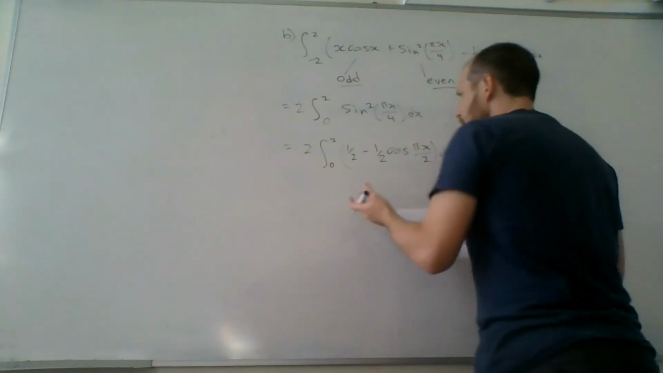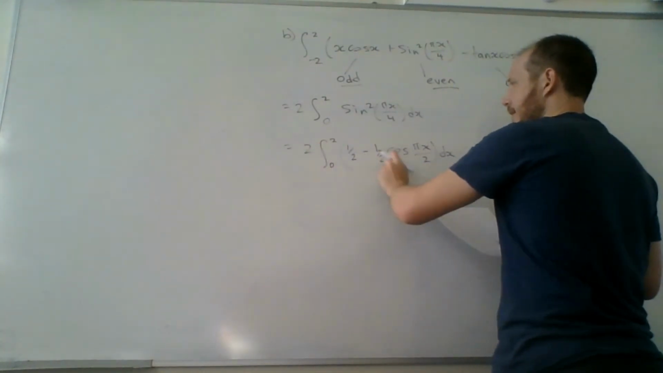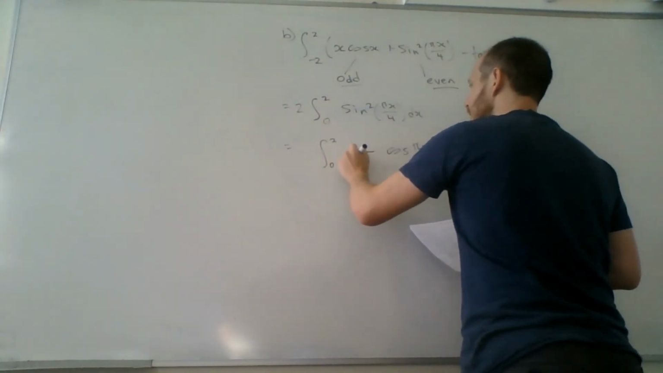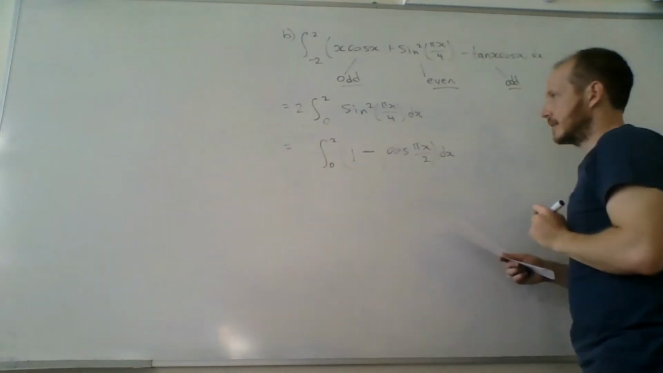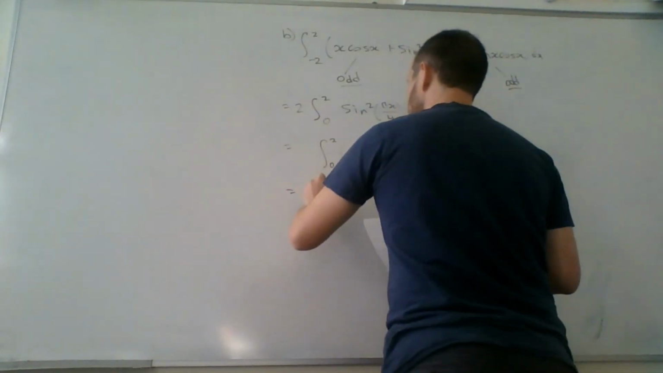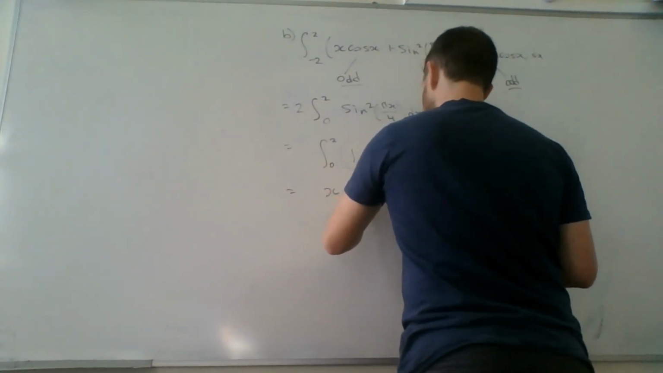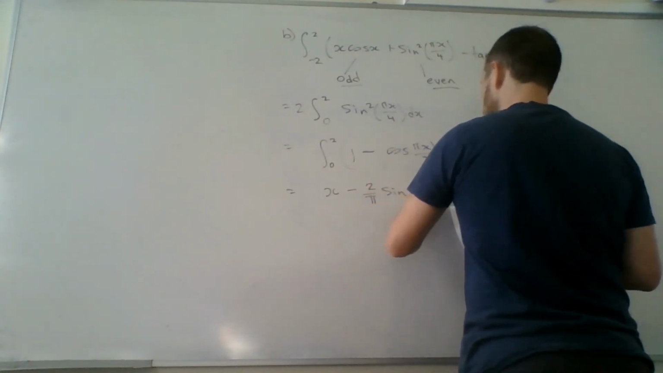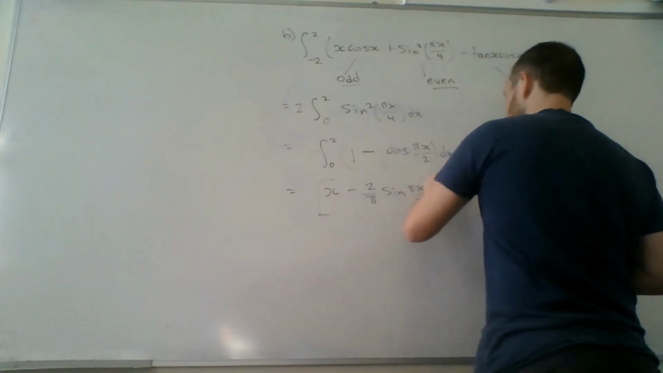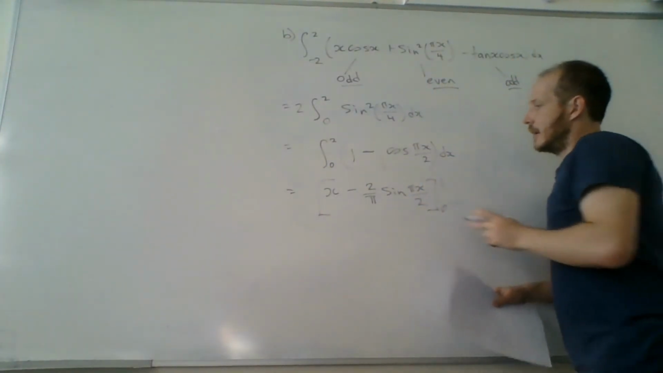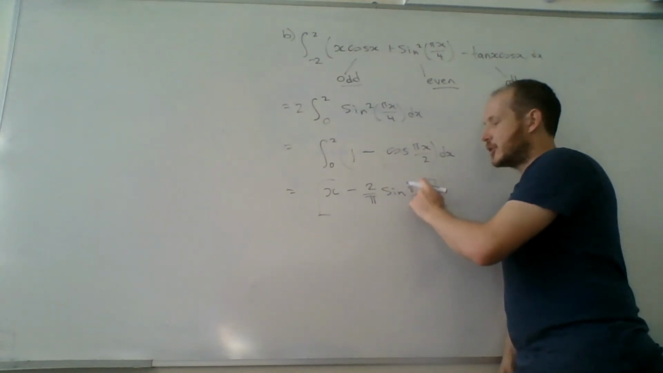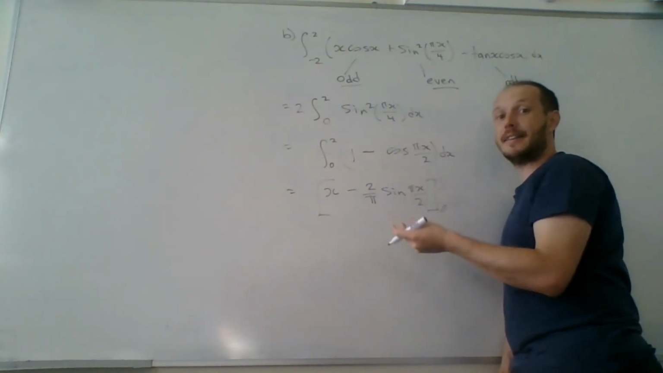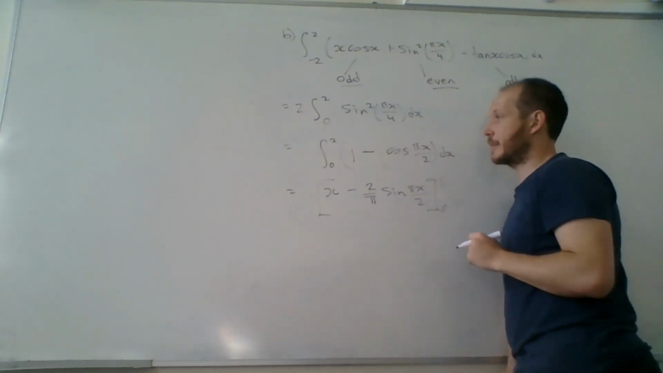Okay. Now, if we multiply this 2, we've got the 2 with the half and the half, so this will just cancel out. This will just be 1 minus this, which we can now integrate. So this will be x minus 2 over pi sine pi x over 2 from 0 to 2. Now the reason it's 2 over pi is because we need to divide by the derivative of what's in here using the chain rule. So instead of multiplying by pi over 2, we divide by pi over 2, which is the same as multiplying by 2 over pi.